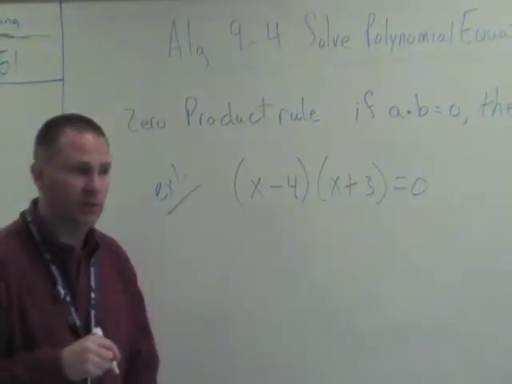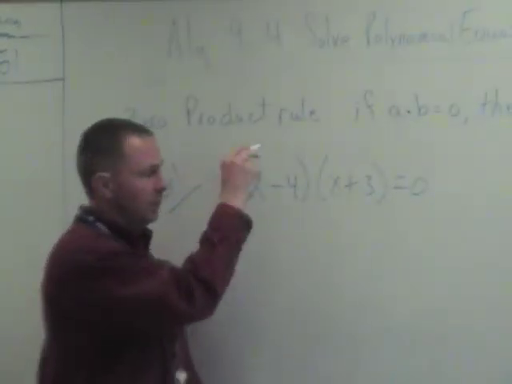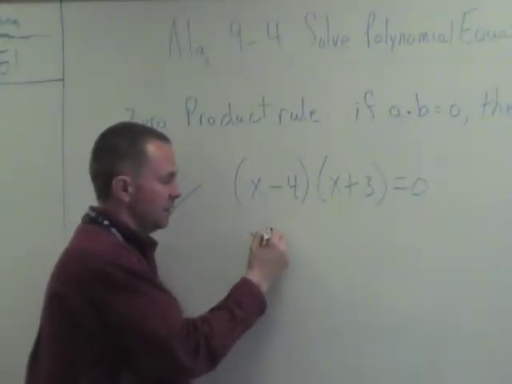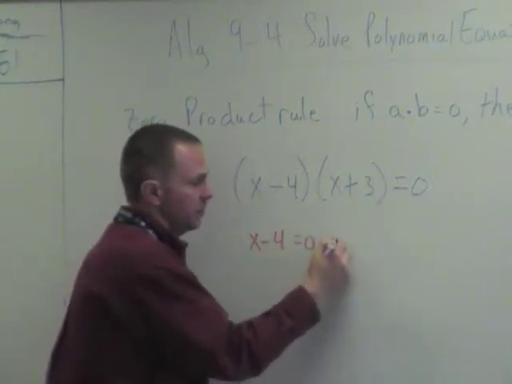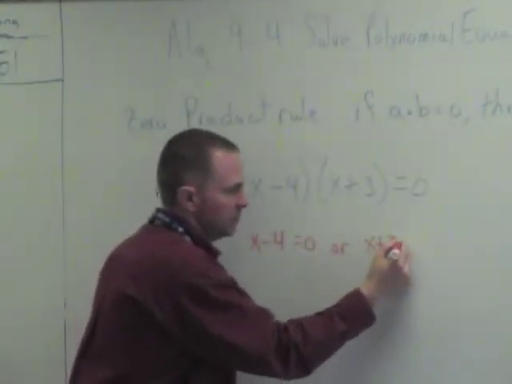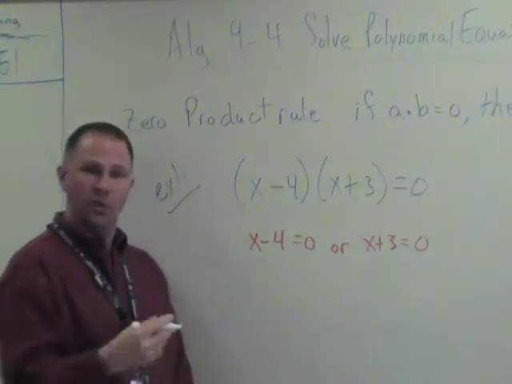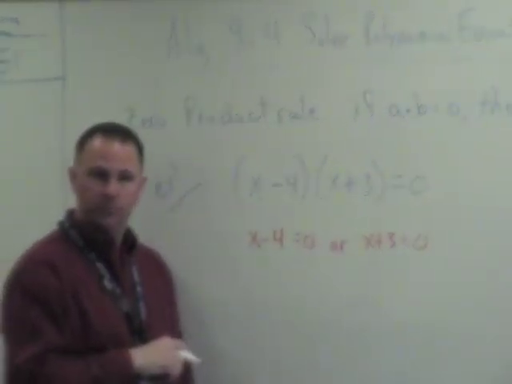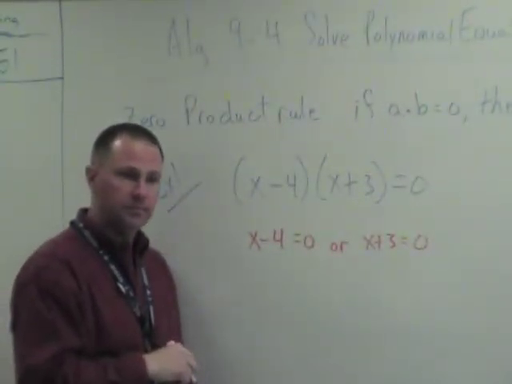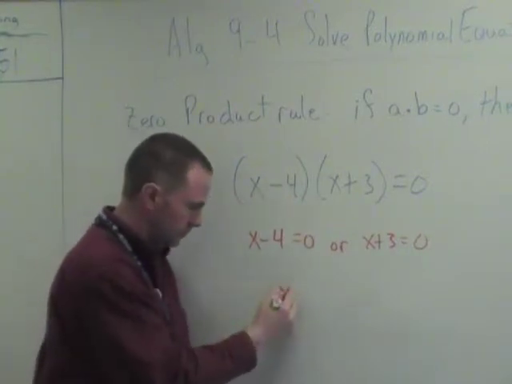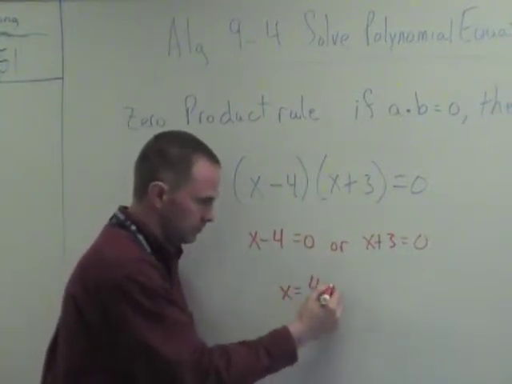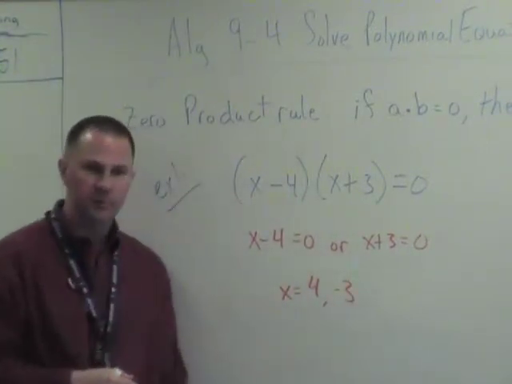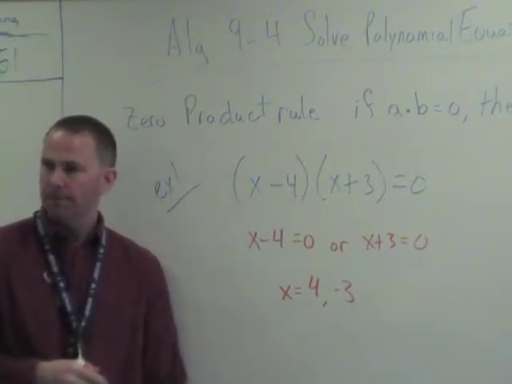But here's how you solve this. Because of what we said, we're going to say either x minus 4 equals 0 or x plus 3 equals 0. And then you solve it. What do you get? Either x equals 4 or x equals negative 3. Yeah, just like that. Or both.